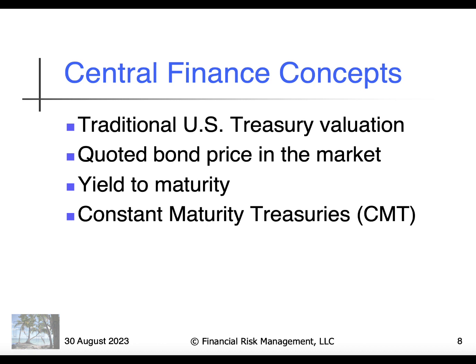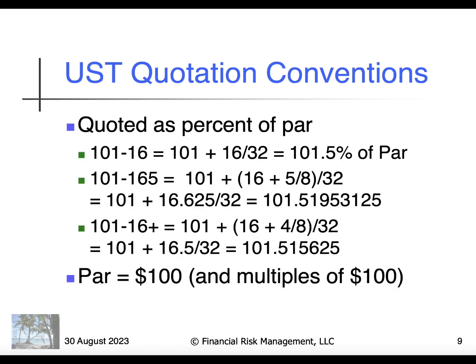What we're going to do is look at something known as constant maturity treasuries, as a first attempt at getting an independent source of relative valuation.